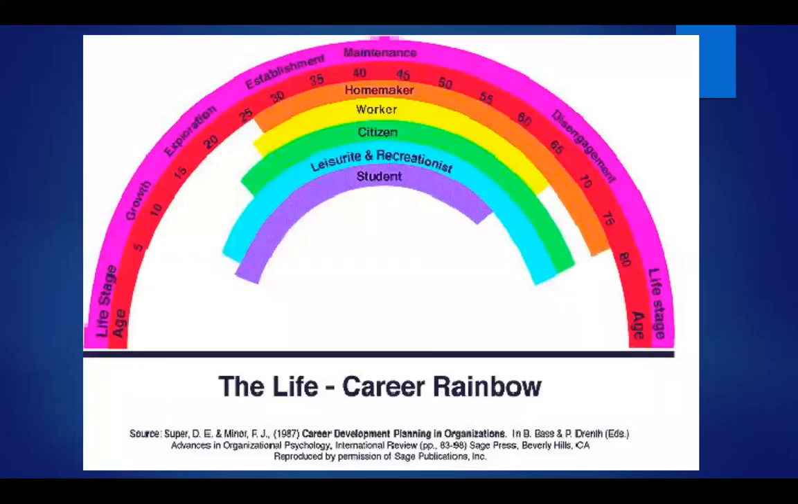Here's just another way to draw the life career rainbow, that maybe your student role goes from 5 to 60, your leisurite and recreationalist role goes for a certain period, your working role goes for a certain period, and so on.